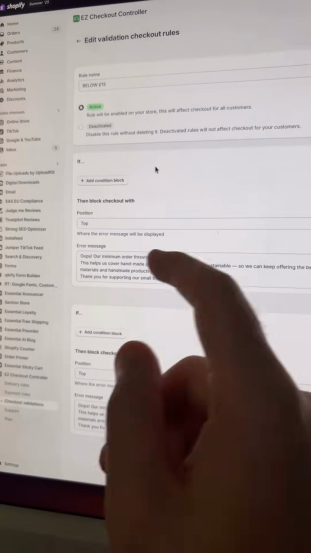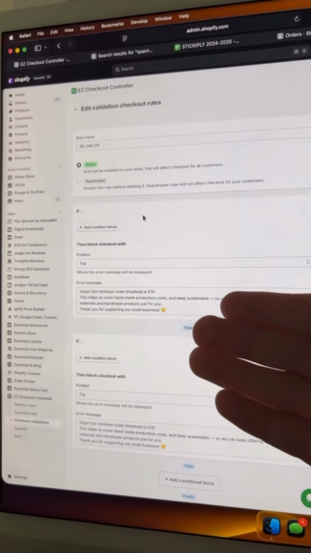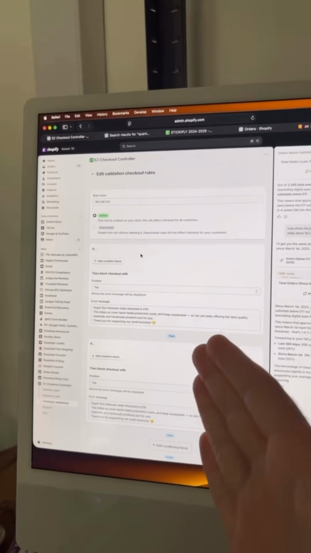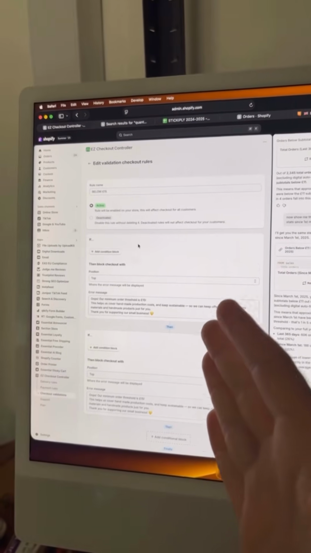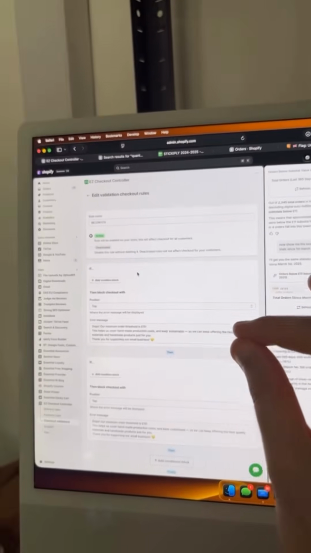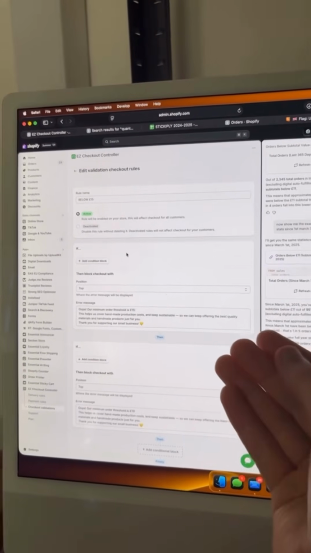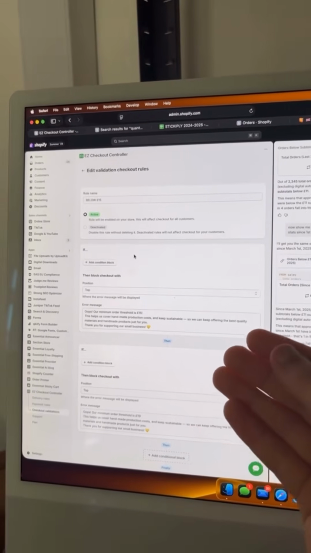This helps us to keep sustainable. Thank you for supporting our small business, but this is what you must do in order to check out. This will essentially make sure that every single order that comes through the website is over that £11 break even point, and we are making money on every order, which I think is the most financially stable thing to do for our business.